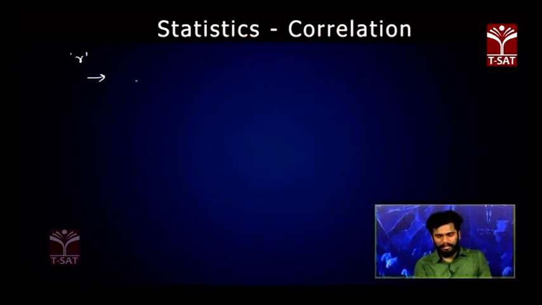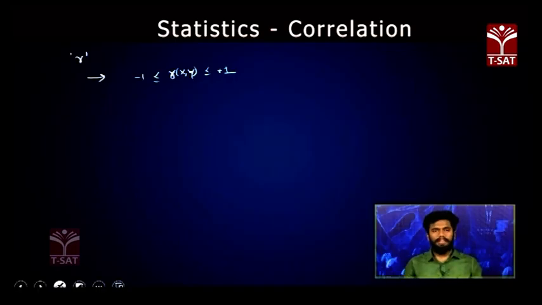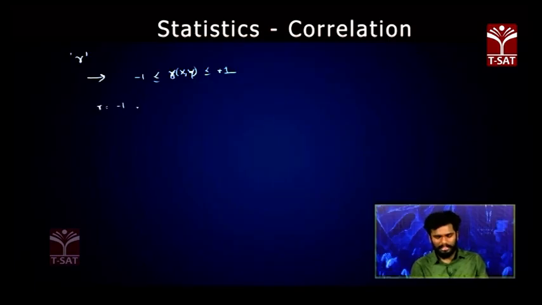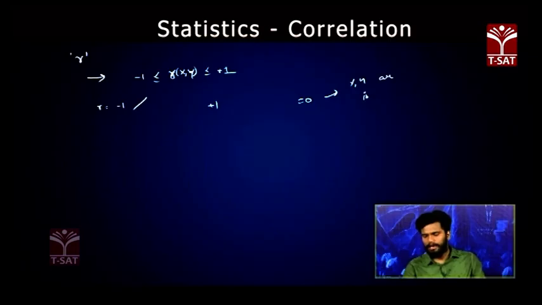Now this r will take the values from -1 to 1, both included. When r is equal to -1, we can say that the random variables x and y are perfectly negatively correlated. When it is +1, we can say that they are perfectly positively correlated. When r is equal to 0, then we say that both random variables x and y are independent.